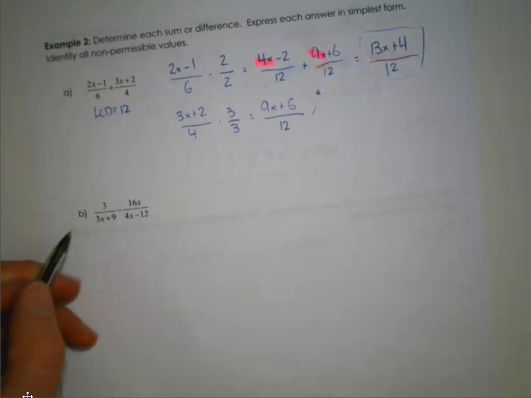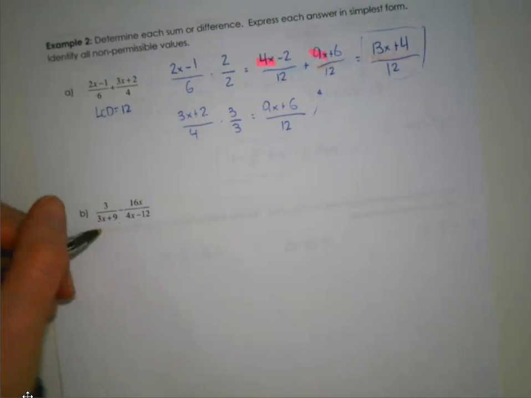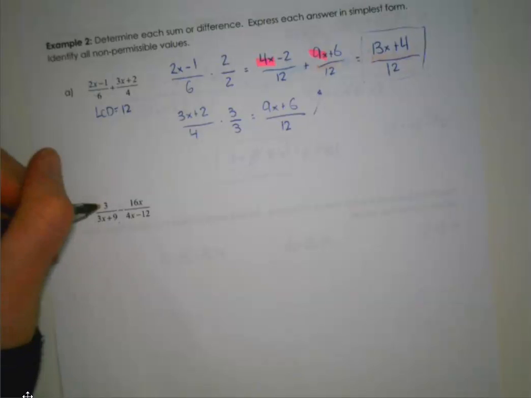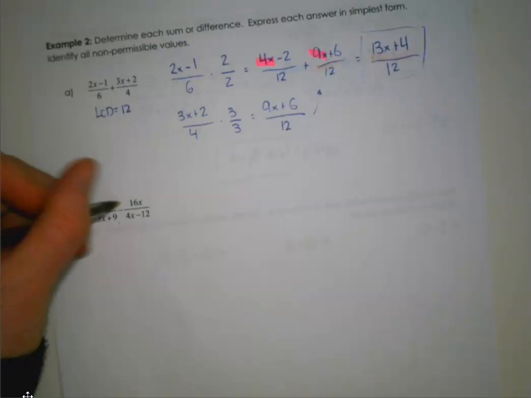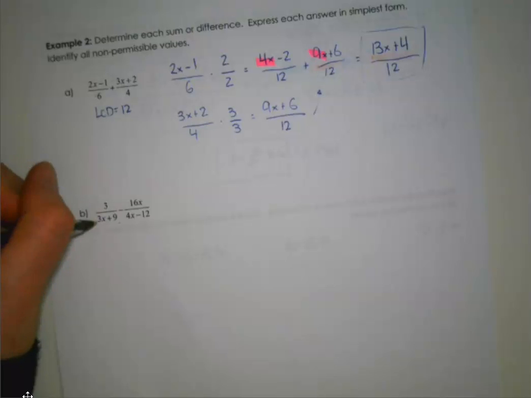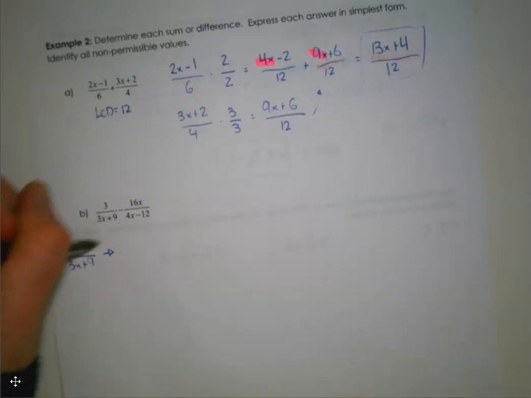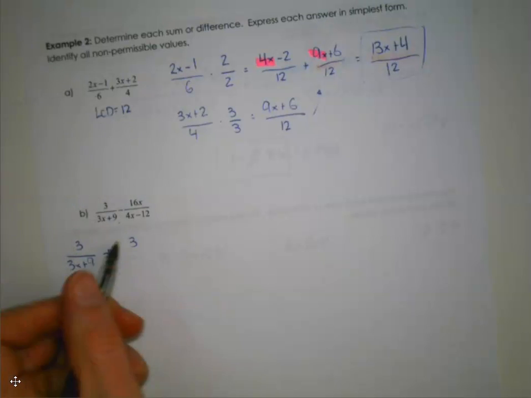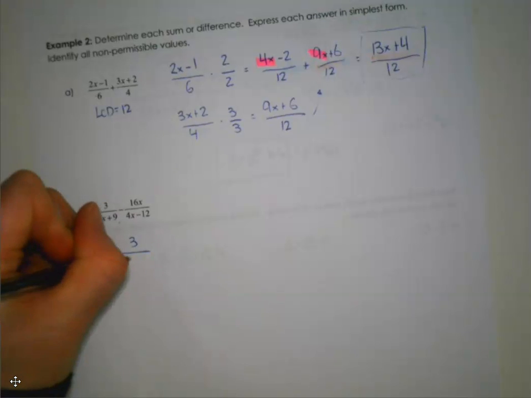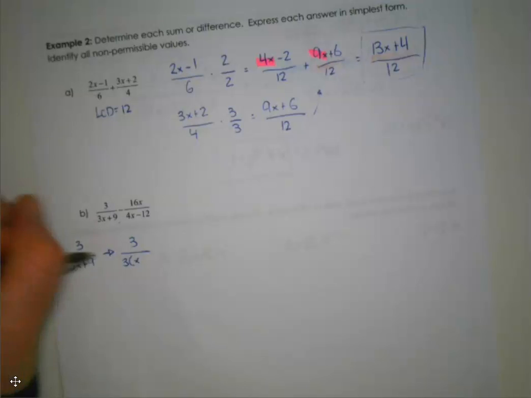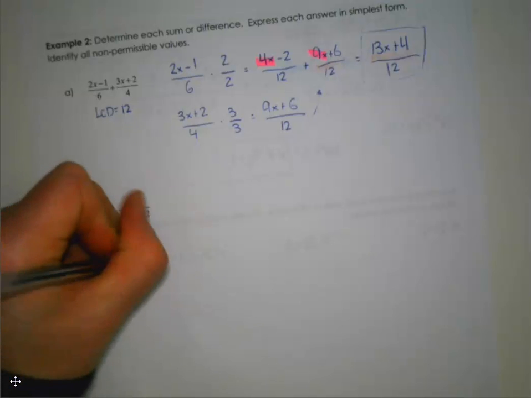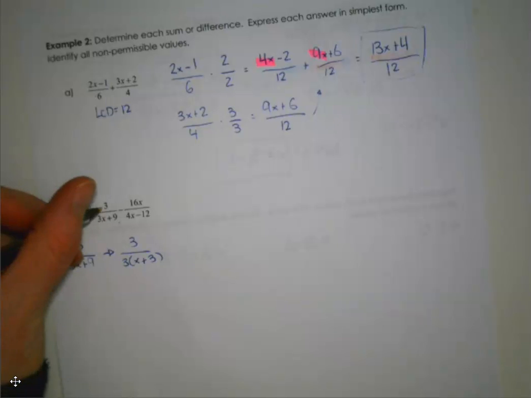All right, in the next one here, we have expressions as the denominators, and the numerators are a little bit more simplified in this one. But first of all, what we want to do is see if we can factor either or both of these expressions. So the first one, we have 3 over 3x plus 9. Obviously we can't factor anything out of the 3, but 3x plus 9 has a common factor of 3, so let's pull that out, which means we would need to multiply it by x plus 3, since 9 divided by 3 is 3. So there's our factored version of the first expression.